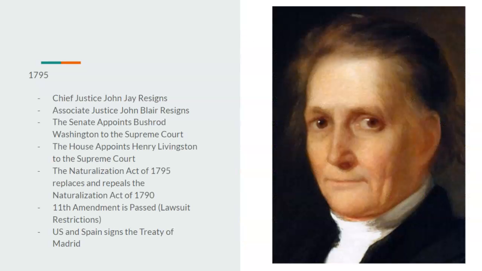1795, Chief Justice John Jay would resign, as well as Associate Justice John Blair. The Senate would appoint Bushrod Washington to the Supreme Court as the Chief Justice, while the House would appoint Henry Livingston to the Supreme Court. The Naturalization Act of 1795 would replace and repeal the Naturalization Act of 1790. George I would also pass the 11th Amendment, which is lawsuit restrictions against the federal government. And U.S. and Spain would sign the Treaty of Madrid.